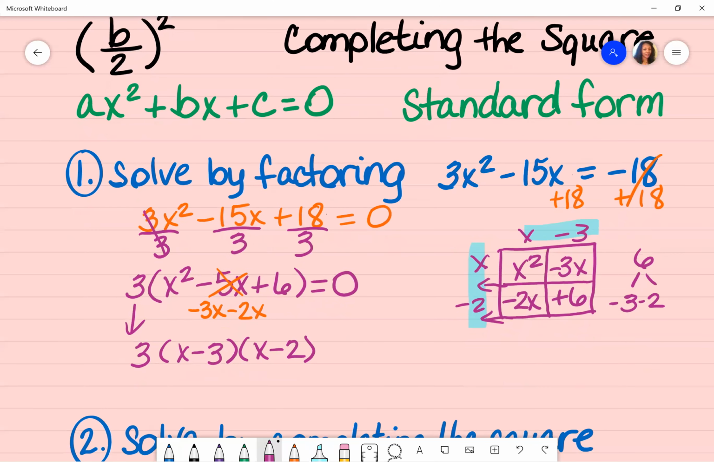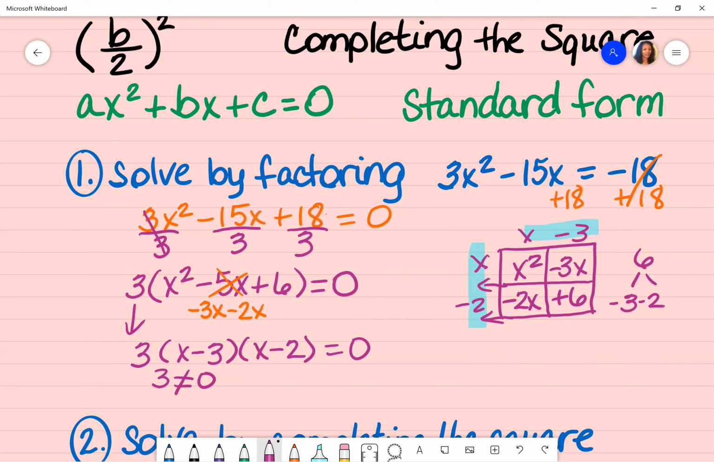Now I am going to set it equal to 0 because, again, I am solving. Solving means my answer is going to be in the form of x equals something. I told you in class that each factor has to be set equal to 0. Well, we know that 3 is not equal to 0, so we don't even have to include that one.